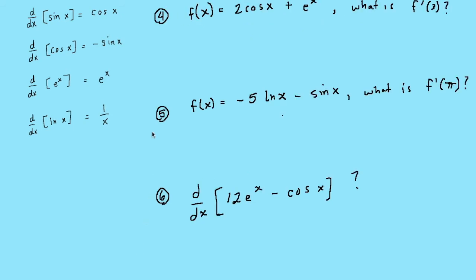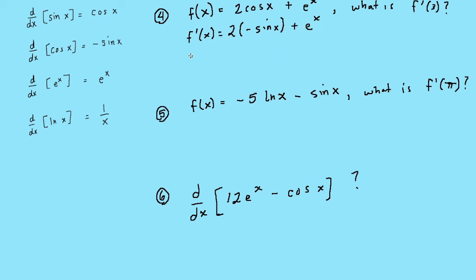Let's look at 3 more examples of this. The first one is f of x equals 2 cosine x plus e to the x, and it says what is f prime of 3? Let's go ahead and solve that by first taking the derivative f prime of x. We know that's equal to 2 times the derivative of cosine x, which is negative sine x, plus the derivative of e to the x, which is e to the x. So we could rearrange this as negative 2 sine x plus e to the x.